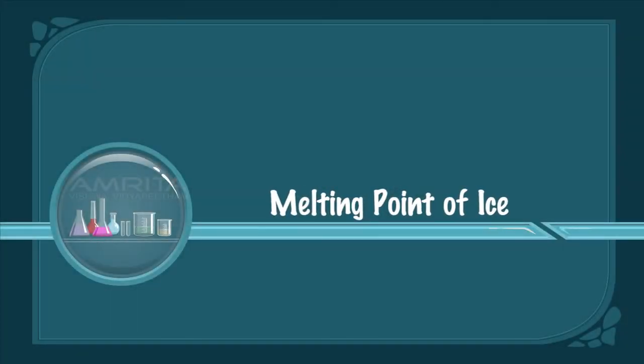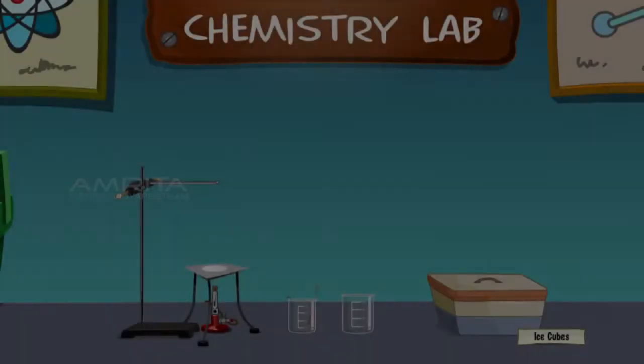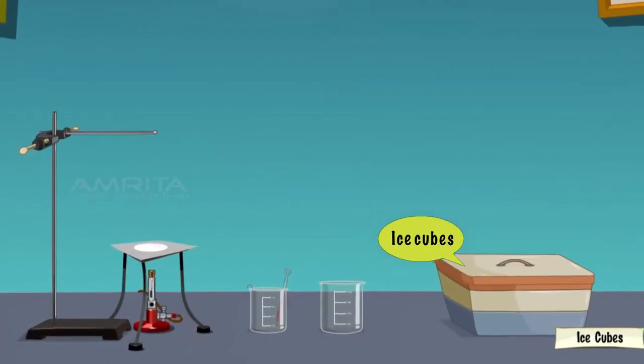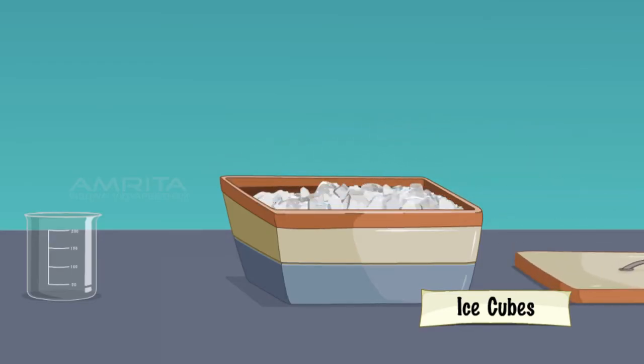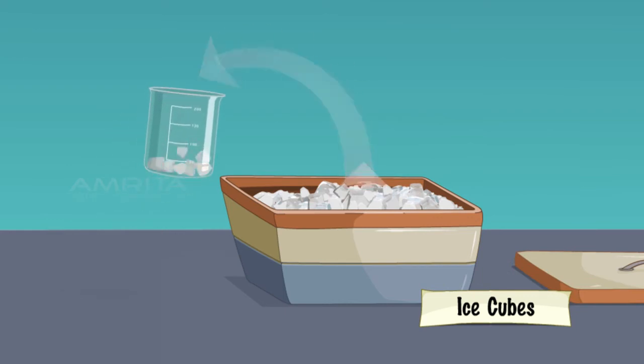Melting point of ice. We require ice cubes, beakers, a thermometer, a stirrer, a stand with a clamp, wire gauze, a tripod stand and a Bunsen burner. Take some ice cubes in a beaker.